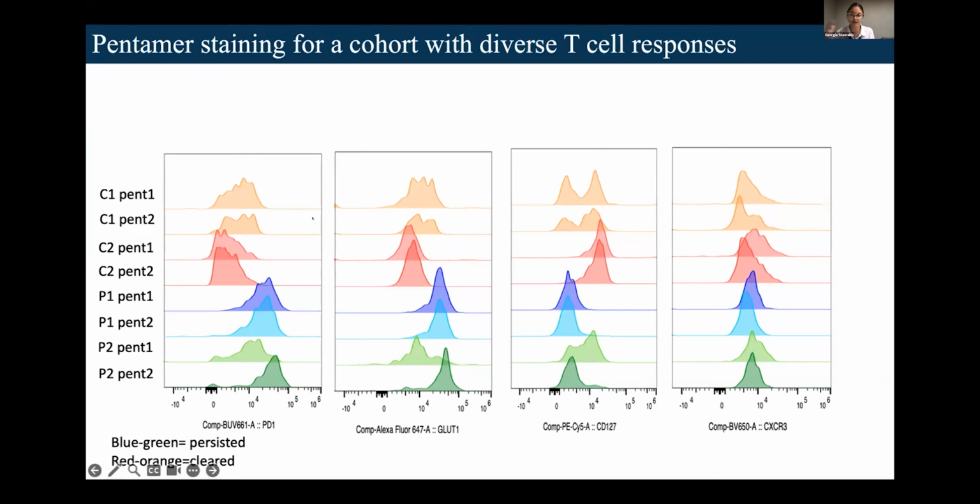So this was kind of a nice way of tying it all together, showing that we were able to titrate streptavidin-fluor to our biotinylated pentamer in an appropriate way to pull out unique populations of antigen-specific cells within a single well.